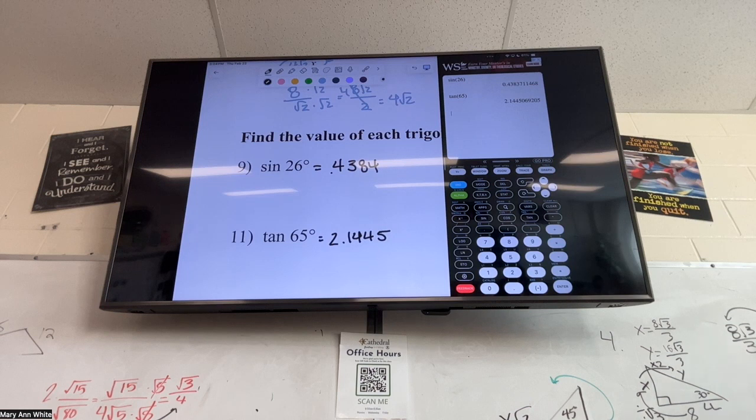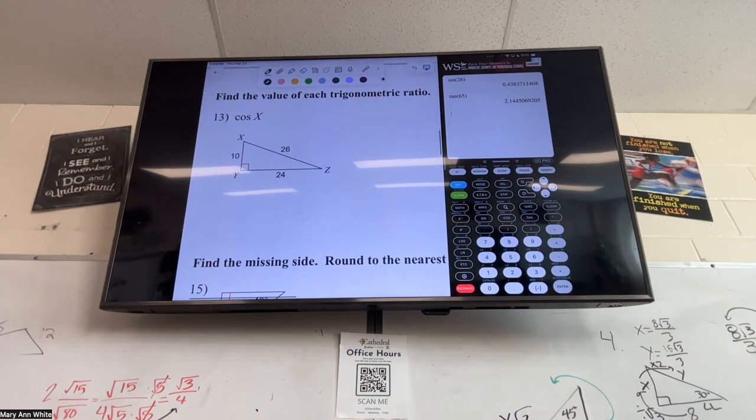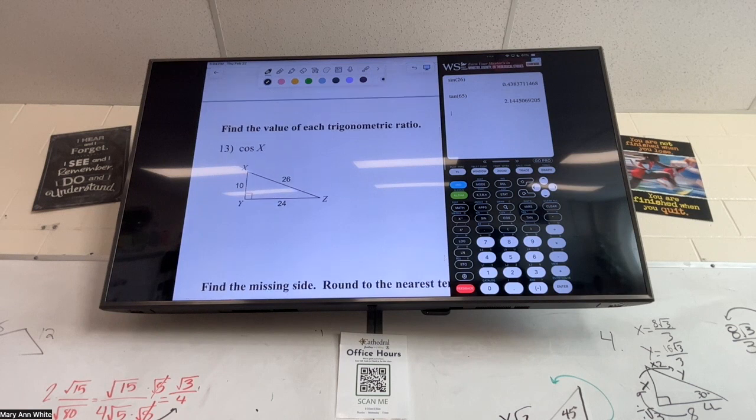Let's look at this next part. It says, find the value for each trigonometric ratio. So if I'm doing my trigonometric ratio, what should I maybe write at the top of my page to remind me of all of my ratios? SOH, CAH, TOA.